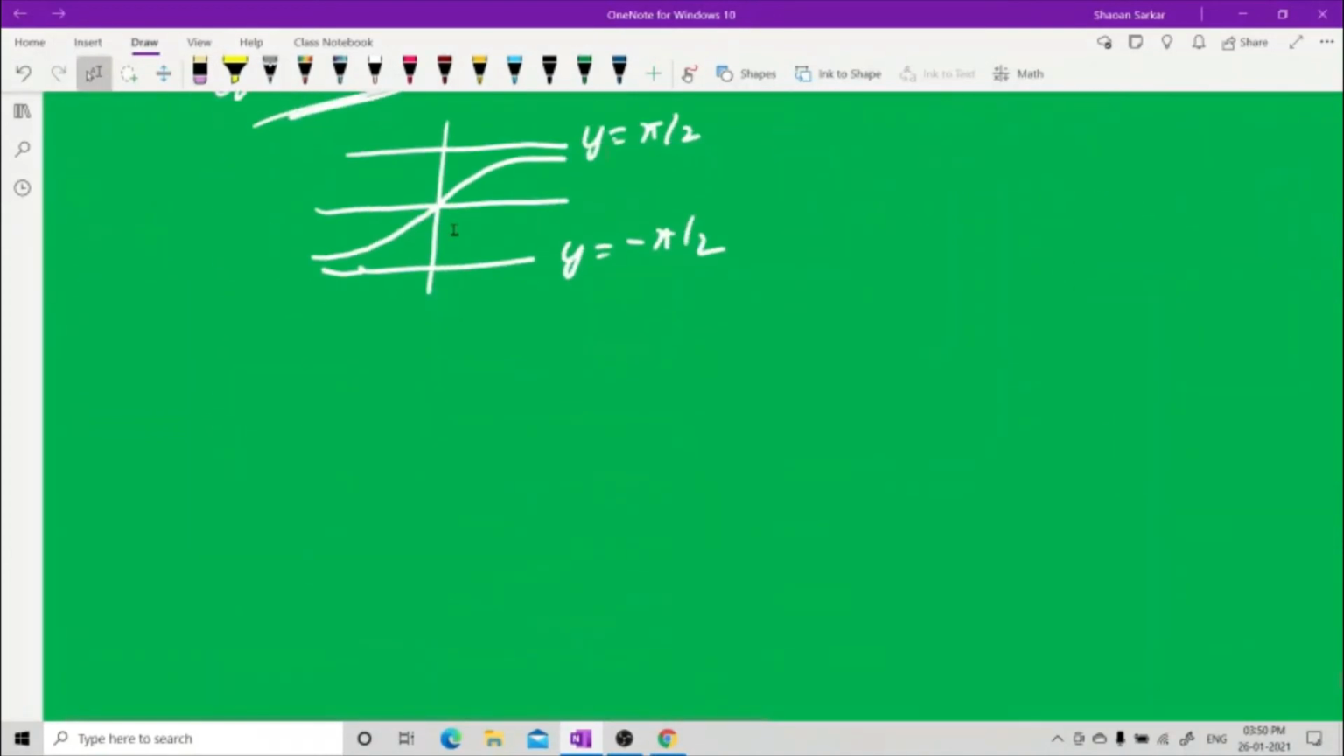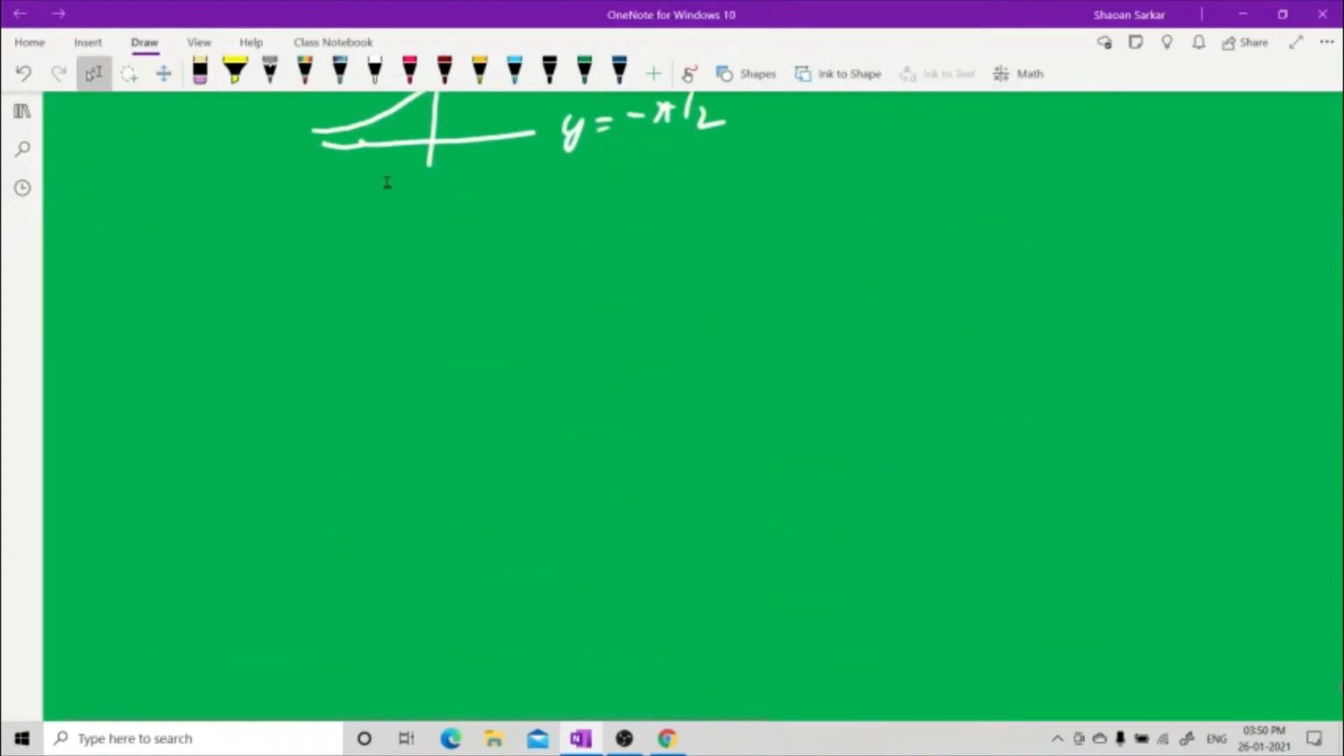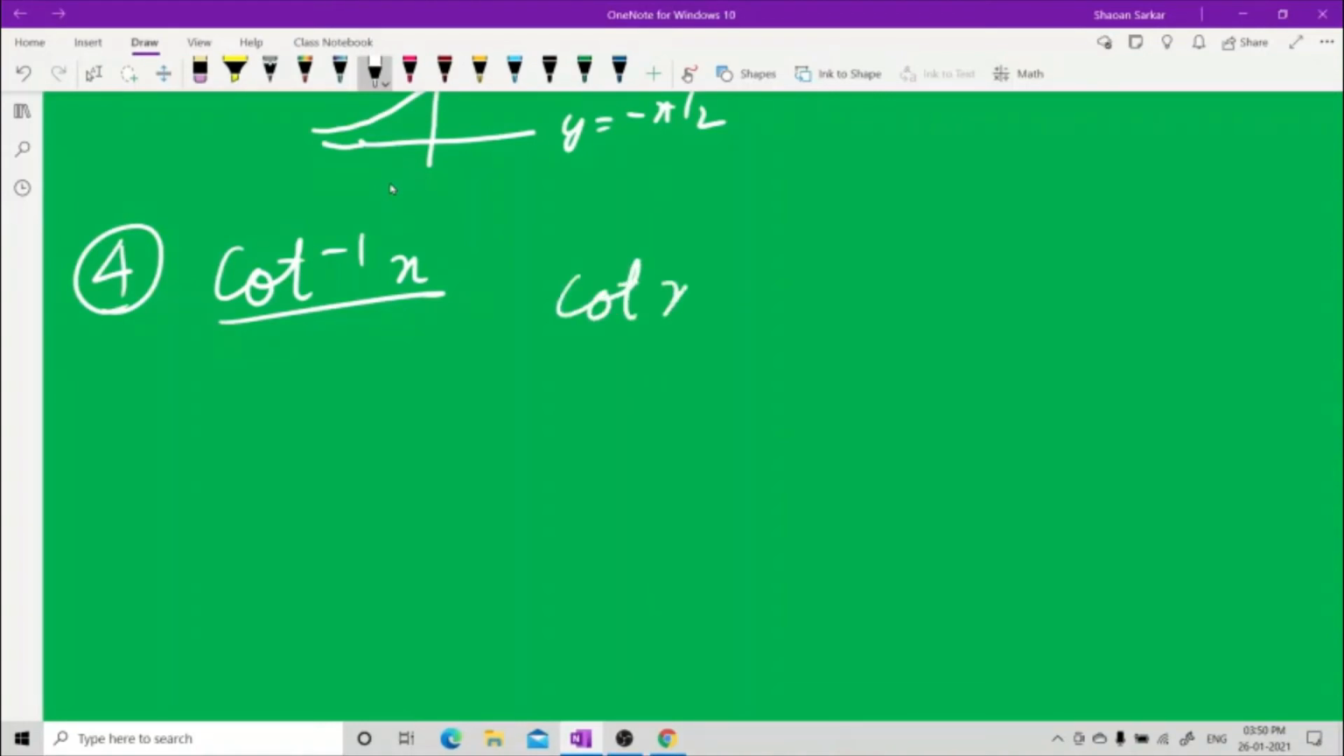Now the fourth one is cot inverse x. We will talk about cot inverse x. Before that, we will draw the graph of cot x. Now, this is very important. See, the graph for cot x, the graph for the domain that I'll take for cot inverse.